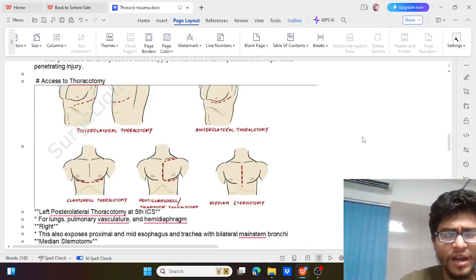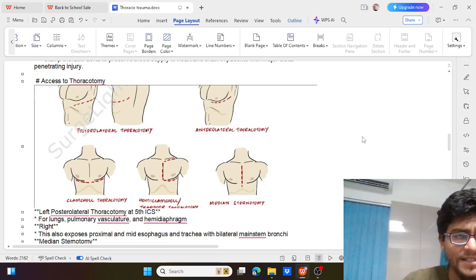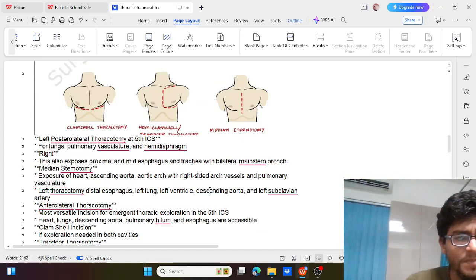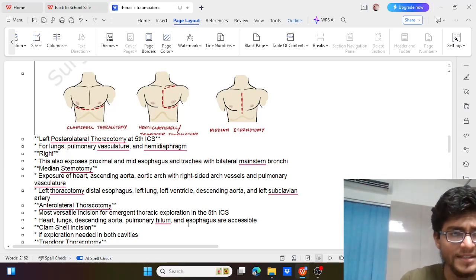So how do we approach the access for thoracotomy? We have various accesses, but in trauma the most common one is the anterolateral thoracotomy. It is done in the fifth intercostal space, and it is the easiest and most versatile incision for emergency thoracic exploration. We can access the heart, lungs, descending aorta, pulmonary hilum, and esophagus. All these things are accessible.